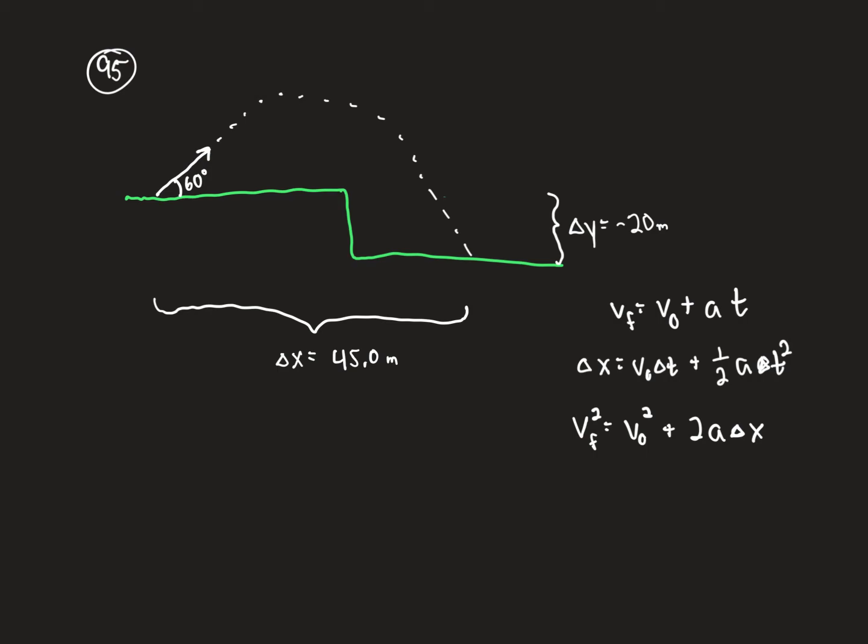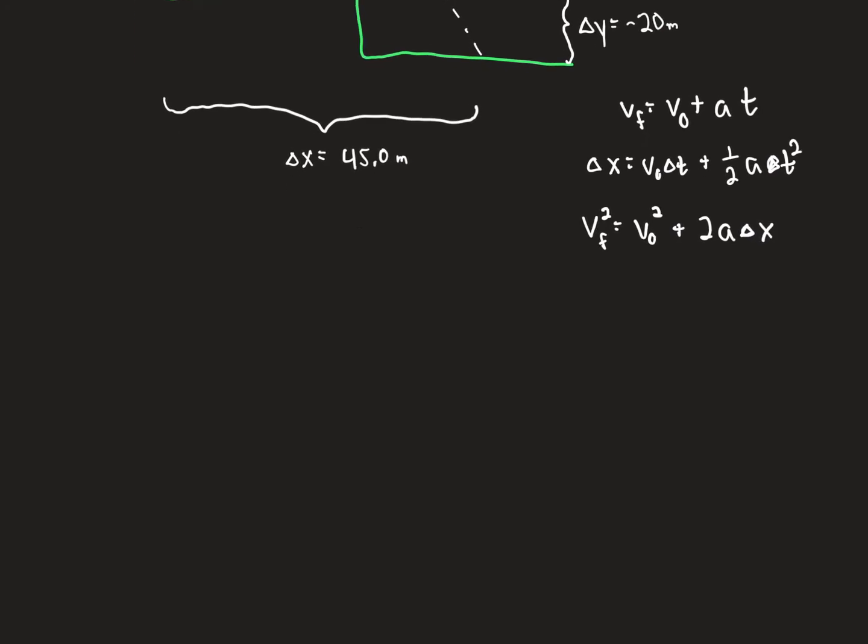Write out this little table for this problem, but you want to do it in the x direction and in the y direction. Write out that little table and fill it in. So for the x direction: change in x, V initial in the x direction, V final in the x direction, A in the x direction, and change in time.